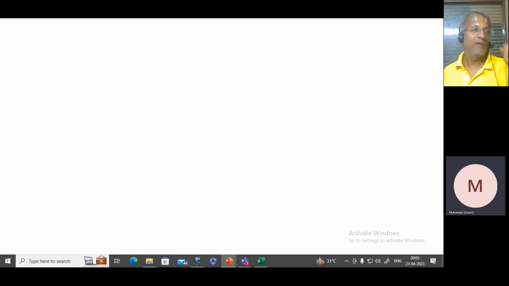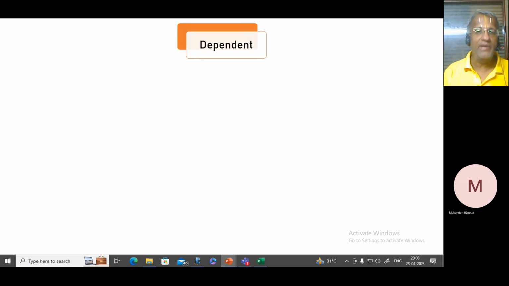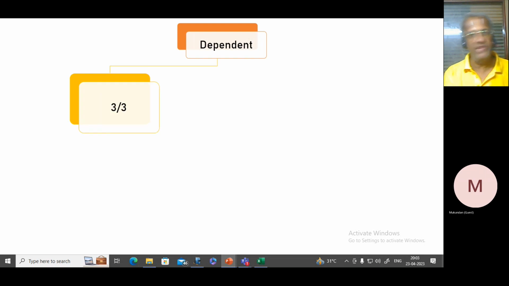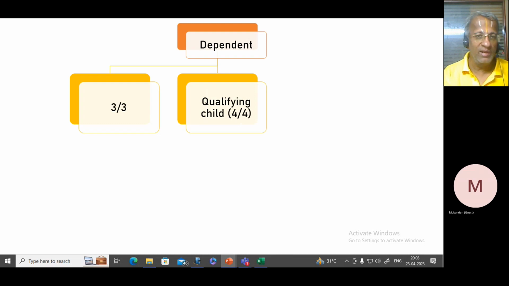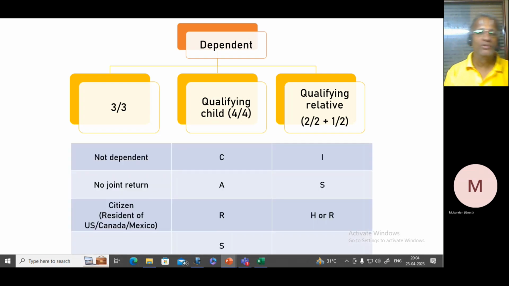So what are those? I, S, R, and H. This is the order in which you have to tick them off and try that. Now, for dependents, firstly we had what? 3 by 3, then qualifying child 4 by 4, qualifying relative 2 by 2 plus 1 by 2. Have that in your mind. Next one: not dependent, no joint return, citizen. Those three here, and here it is IS or H. Here I put it as HR.